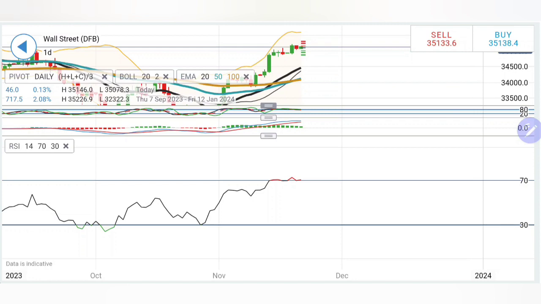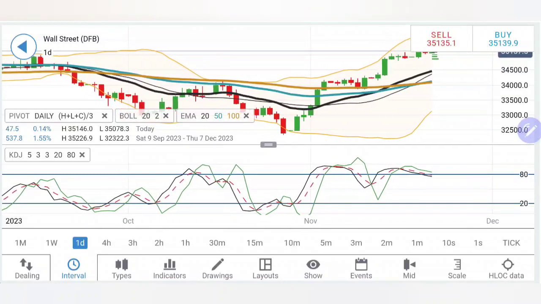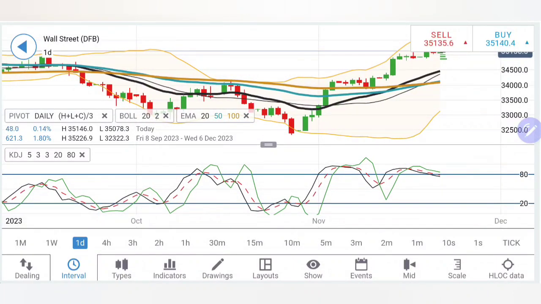On the downside, I will recommend you to sell here at 35,120 levels, but 35,080, 35,040 are two major support levels, and beyond 35,040 is where the bears will be taking over for 34,950, 34,900 levels. Take your trades accordingly. On the downside, we have seen a selling entry. On the upside, it is only about 35,180.